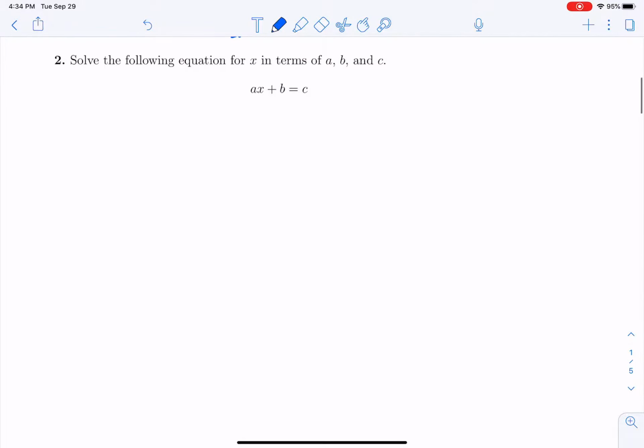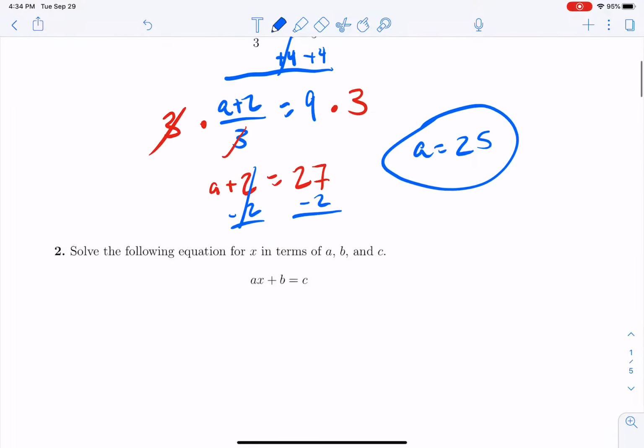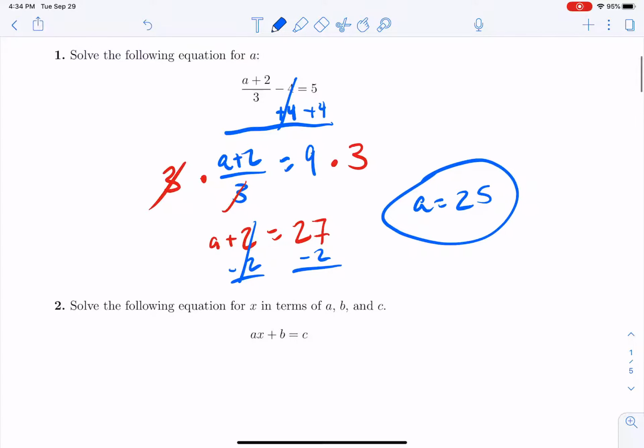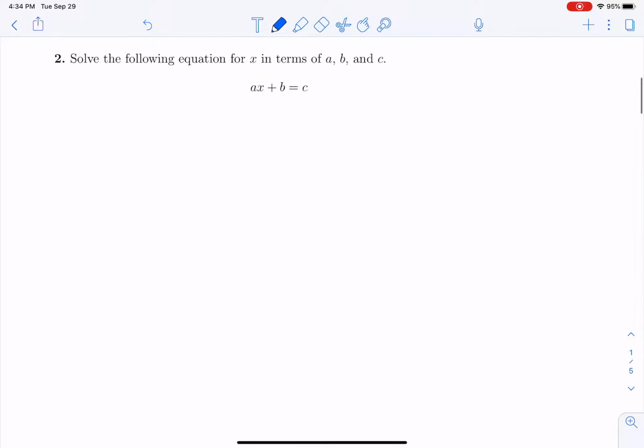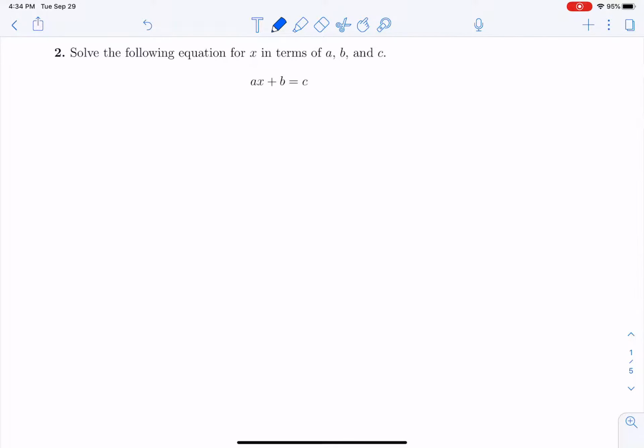Okay, for question 2, what is the big difference you notice between question 1 and 2? Well, 2 has all letters, so it's a little bit different, but the method is going to be the same. Here we're going to solve for x in terms of a, b, and c. So this is actually called a literal equation because we're just dealing with letters here. The variable we're solving for is x.